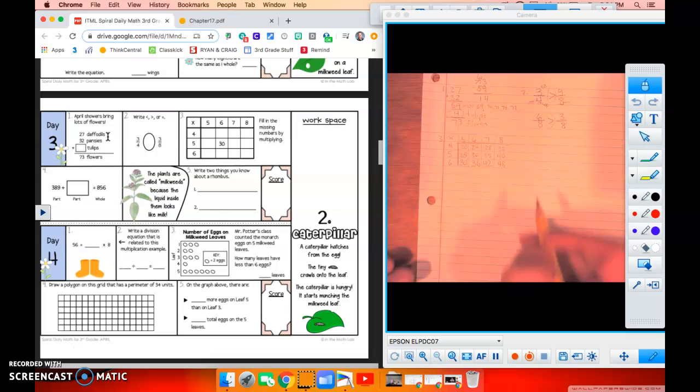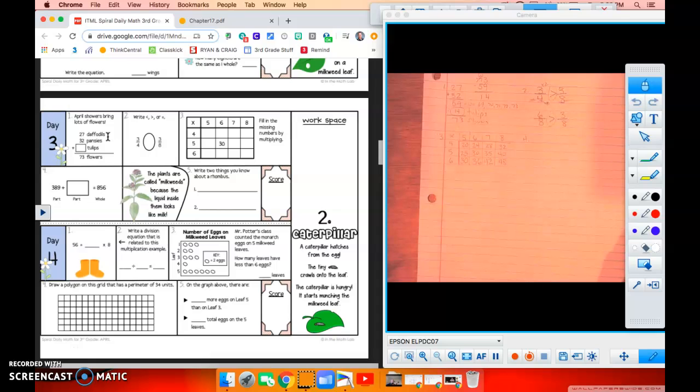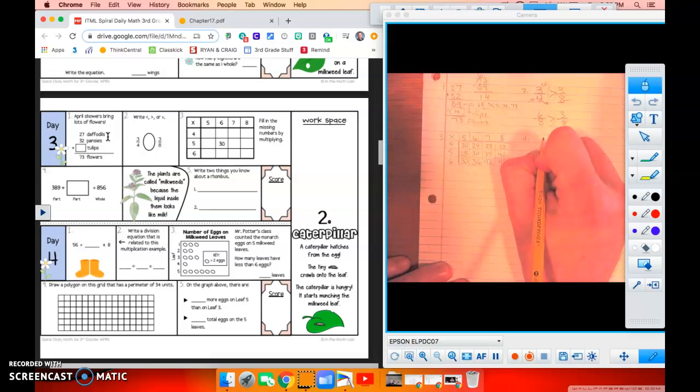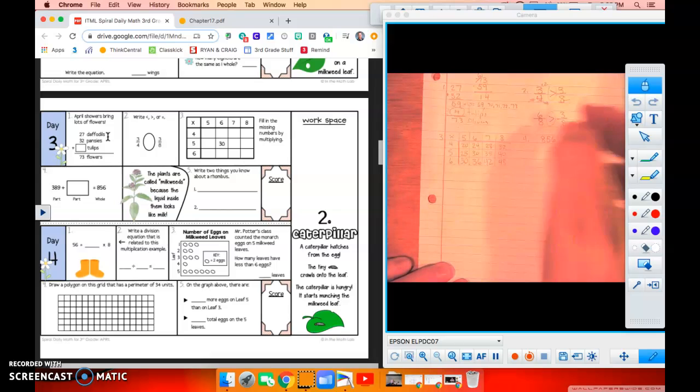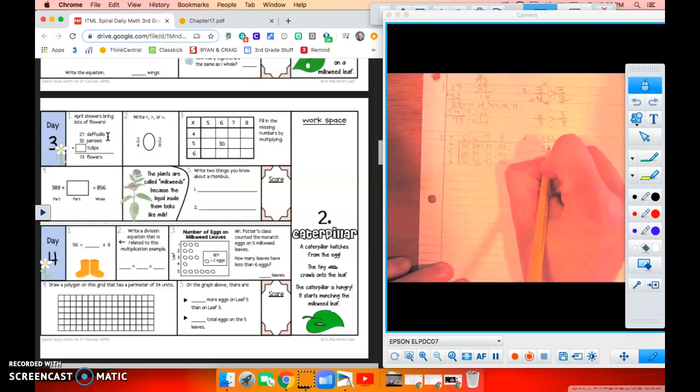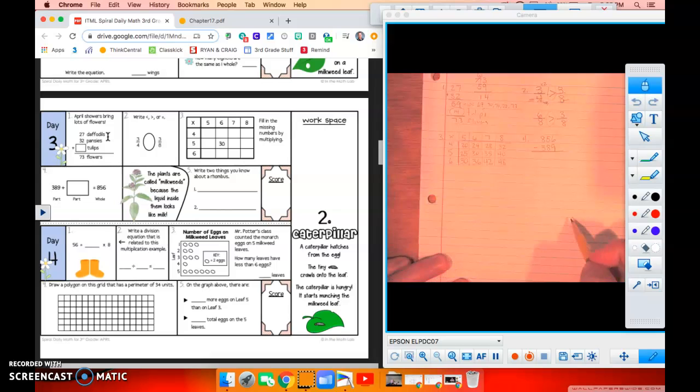All right, number 4. We have 389 plus something equals 856. That's a part-whole question. We know one part, we know the whole. So what we're going to do is take the whole and we're going to subtract the part. Okay, if we take the whole, we subtract the part, we get the other part.